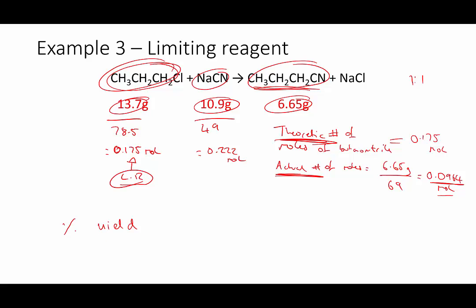Of course, it's the same formula: actual divided by theoretical multiplied by 100. So actual in this case being 0.0964 divided by 0.175 multiplied by 100, and you should end up with 55.1% as a percentage yield. That's all there is to it, folks. That's all there is to it.